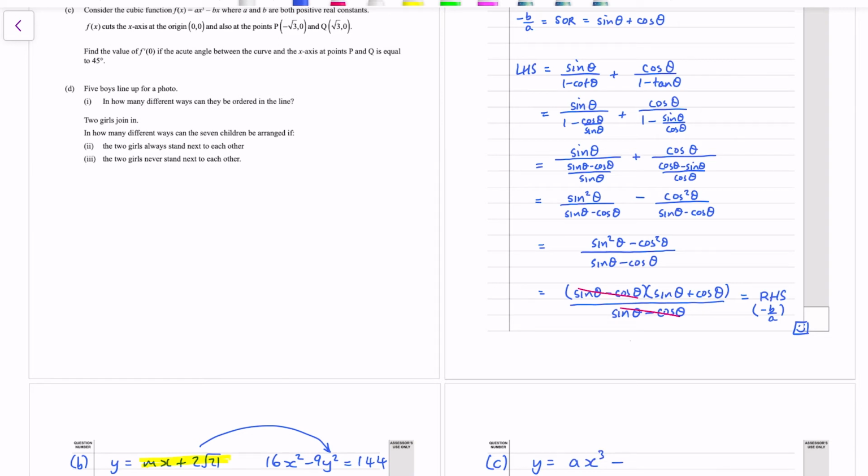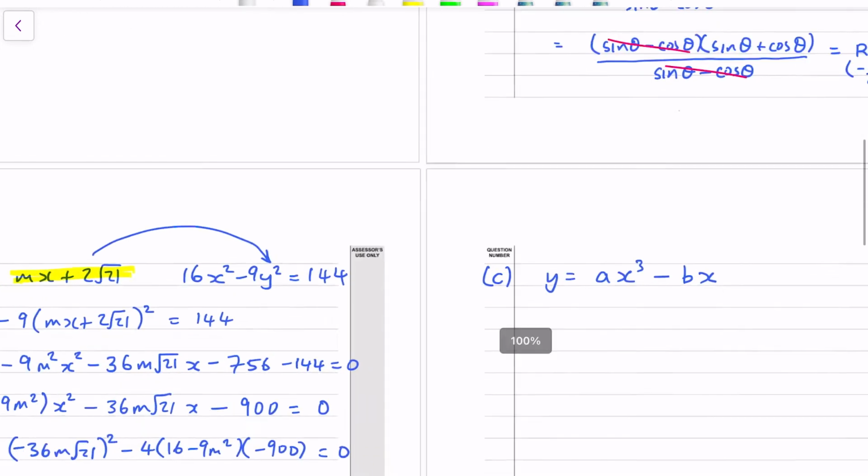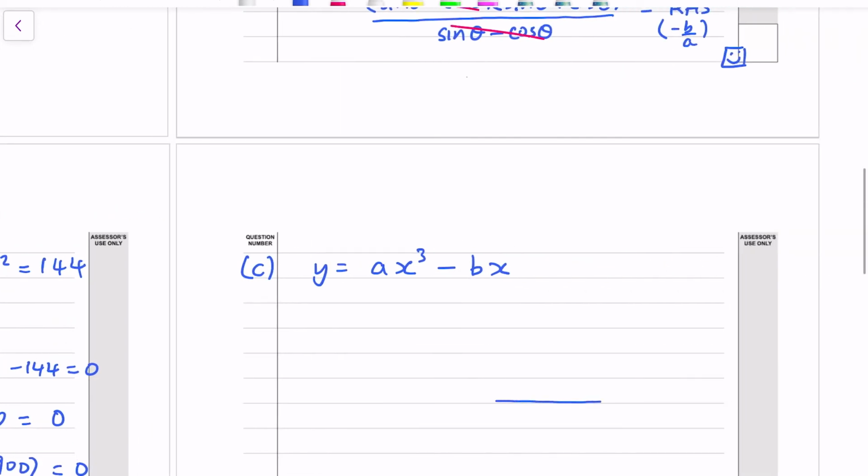Ax cubed minus bx, and we're told that a is positive. A and b are both positive. So that means, if we look at a cubic graph, it must be going up before it goes down, and then up again. We're told that this angle here is 45 degrees. That's at minus root 3, also 45 degrees at root 3, and it goes to the origin.